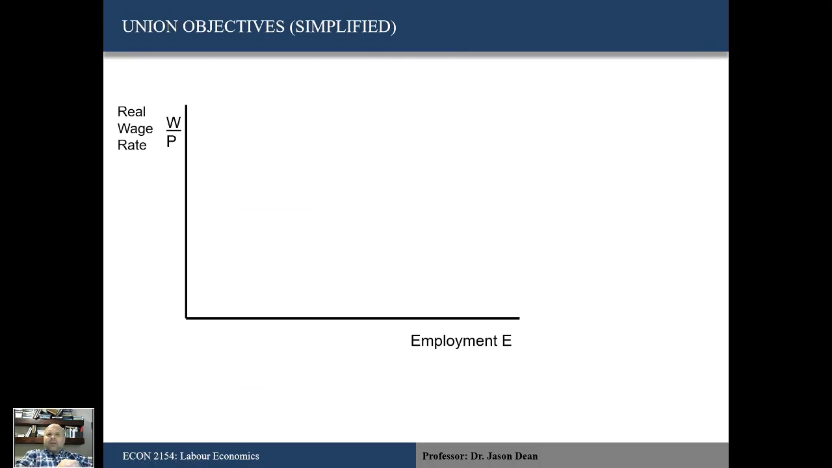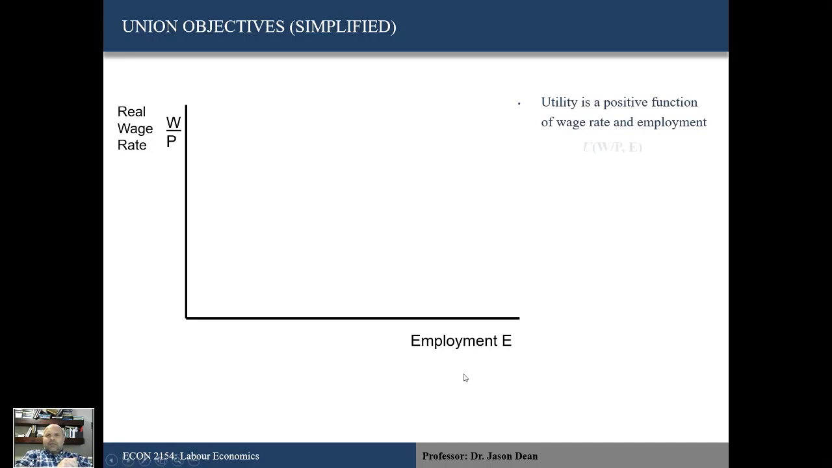So in this model, we're going to be looking at the real wage and employment space. We look at the real wage because that's how much the actual compensation will be for the workers. We want what they're getting paid, but we want to scale that with prices so it's in real terms. And then on the horizontal axis, we have employment. So we're going to depict the union's utility with indifference curves.